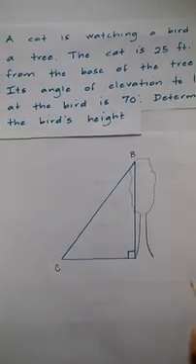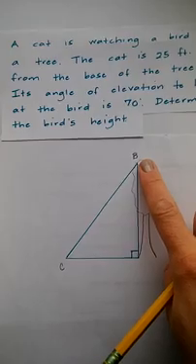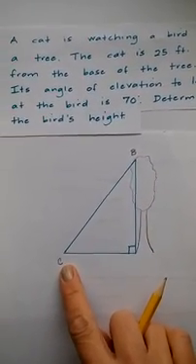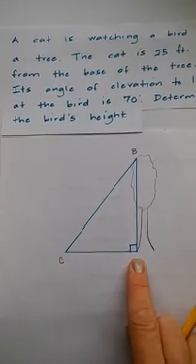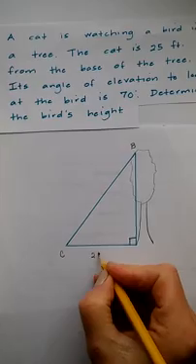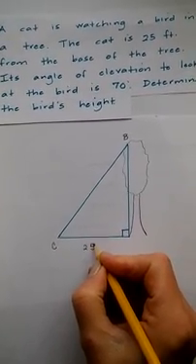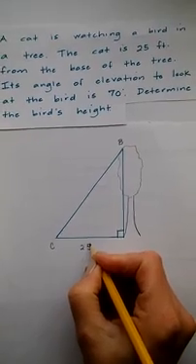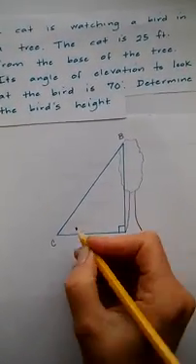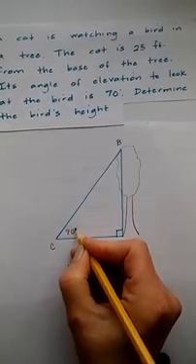So in the first sentence it says, the cat is watching a bird in a tree. The cat is 25 feet from the base of the tree. So from the cat to the bottom of the tree, this length in here is 25 feet. The angle of elevation to look up at the bird, so for the cat to look up, it needs to look up 70 degrees.